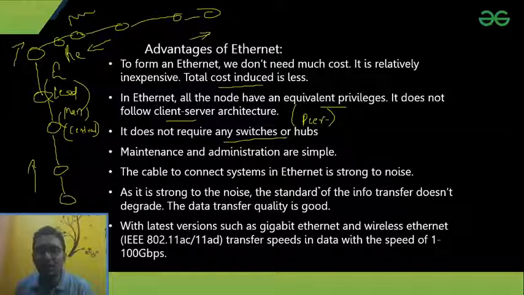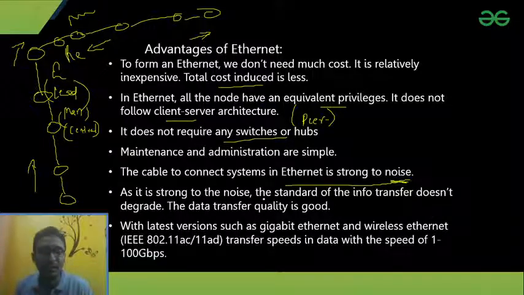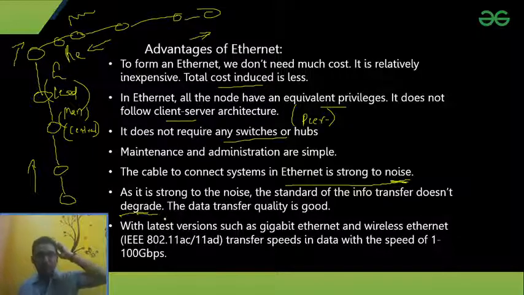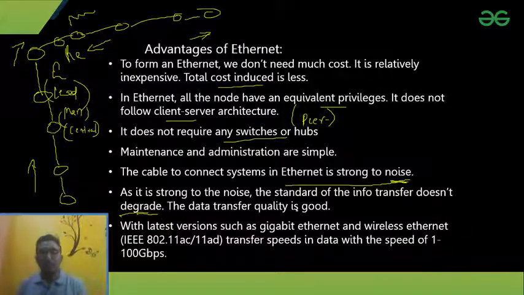The cable used to connect systems in Ethernet is strong against noise, so it is very good at handling noise. As it is strong against noise, the standard of information transfer does not degrade. Since it handles noise properly, the information also does not degrade, and the data transfer quality is also good. With the latest versions, gigabit Ethernet and wireless Ethernet, the speed is very high.